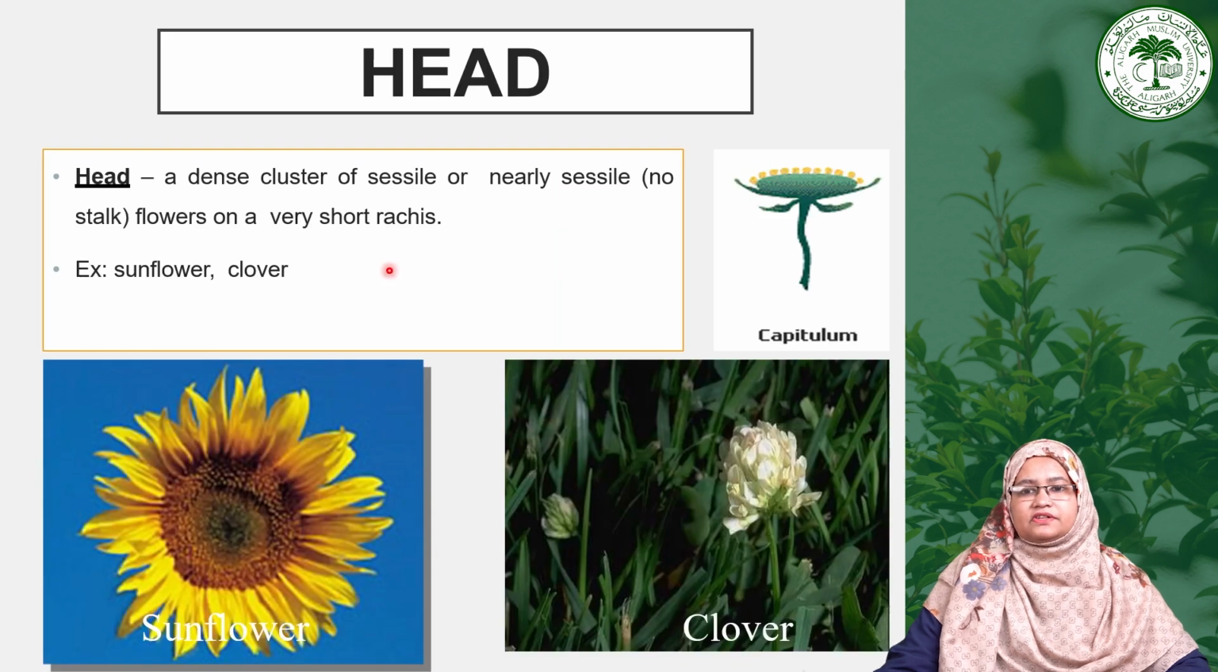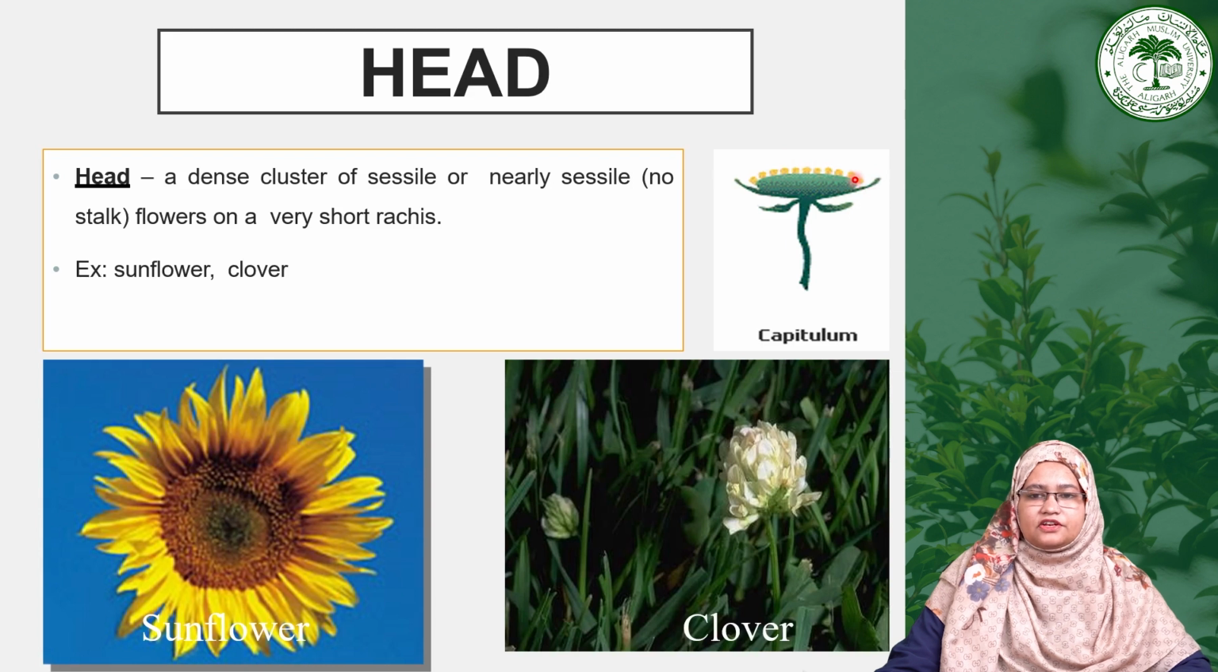Then the next one is the head. Head is a type of racemose in which a dense cluster of sessile or nearly sessile flowers is arranged on a very short axis on a flat receptacle. As you can see here, this is the flat receptacle axis on which flowers are arranged. Here, these flowers are generally sessile in nature or they may have a very short axis. Sunflower is also an example of a head.